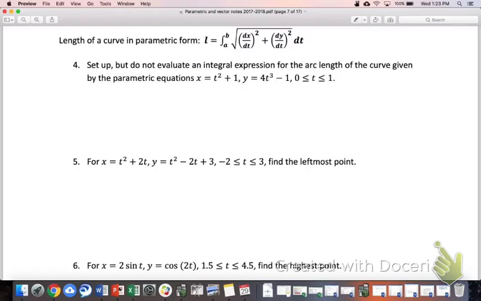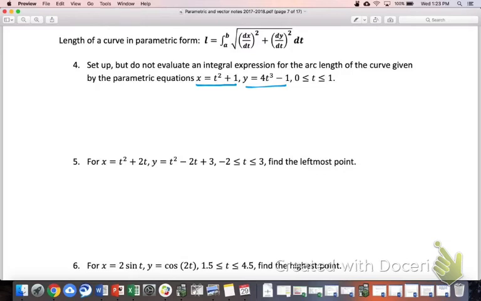So if you take a look, it says, set up but do not evaluate an integral expression for the arc length, given by those parametric equations right there. So you've got that formula right in front of you. It does just say set it up, so take a minute, set it up, and we'll check your answer here in a second. This one really is kind of a plug and chug setup, right?